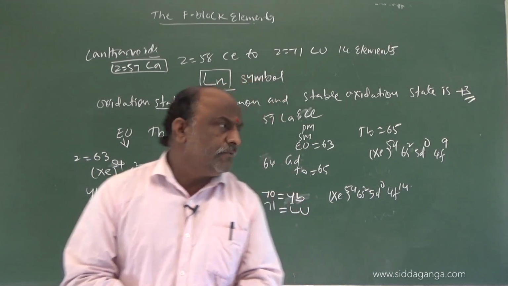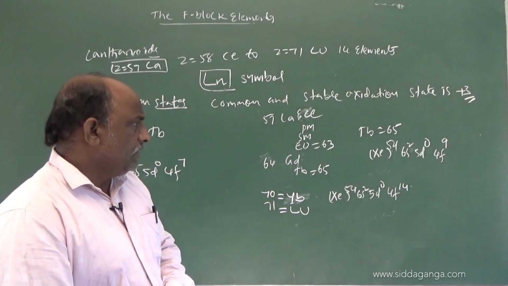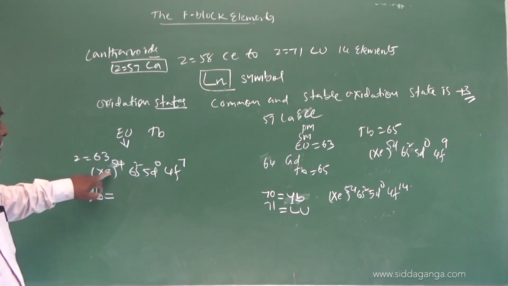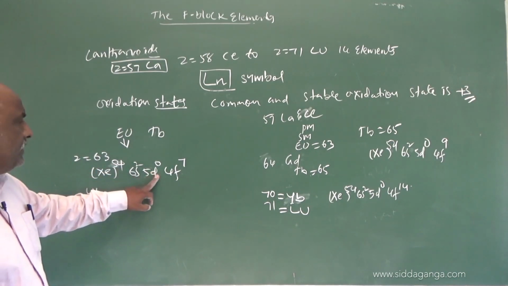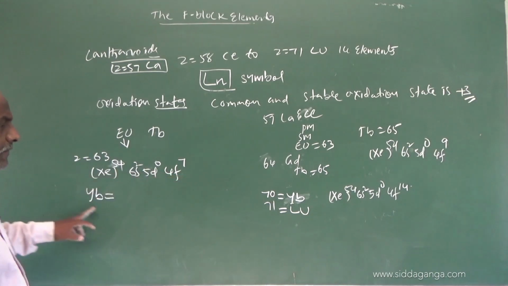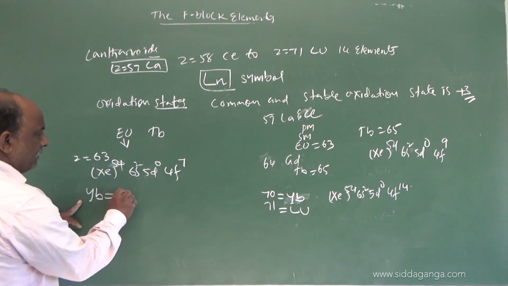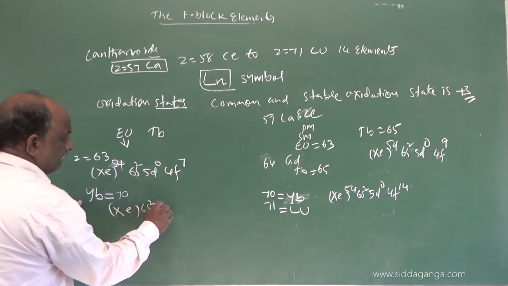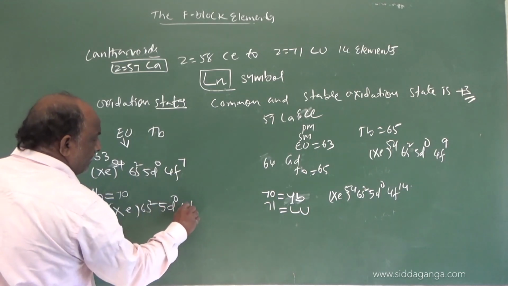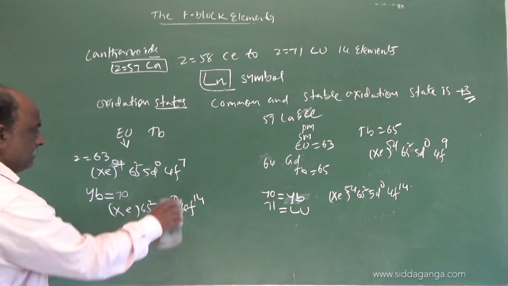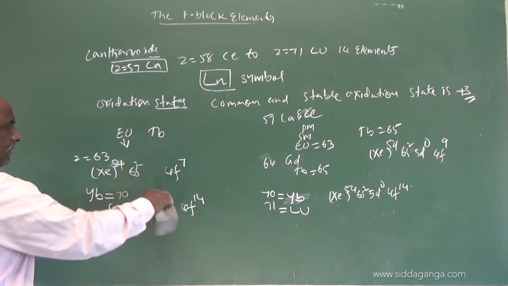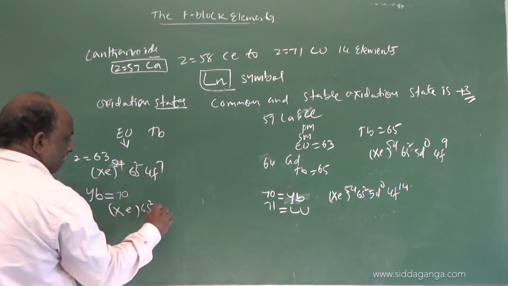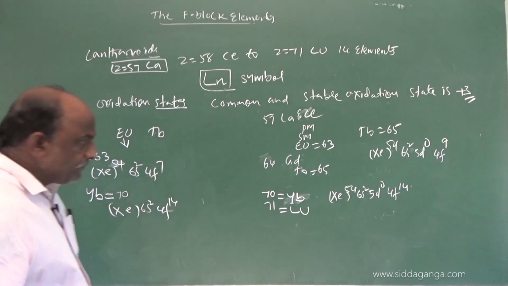So what will be the important point regarding this? Europium electronic configuration: xenon 54, 6s2, 5d0, 4f7. Ytterbium, atomic number 70, we should write xenon 6s2, 5d0, 4f14. No need to add 5d0, there is no 5d. So here only 4f7, and 4f14.